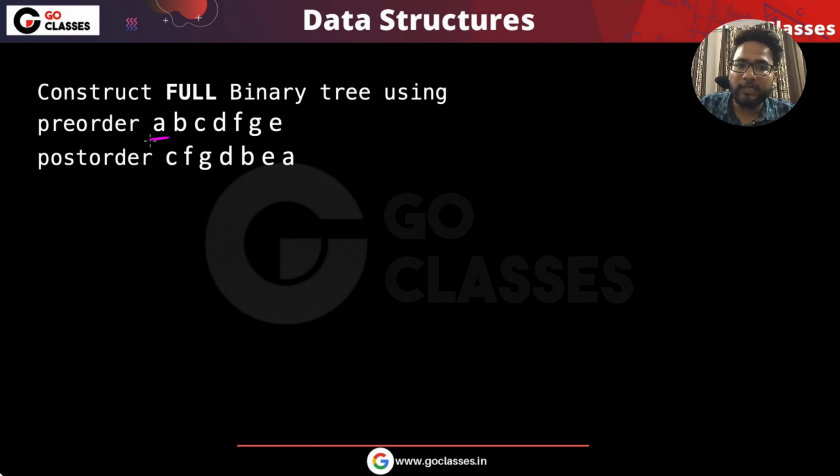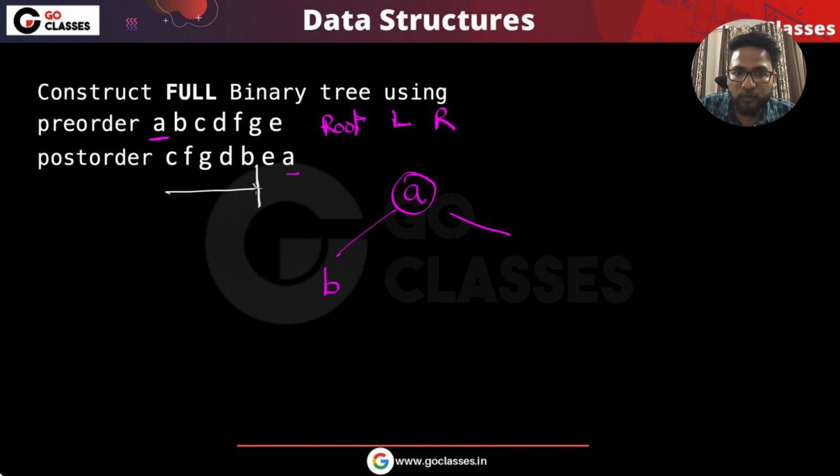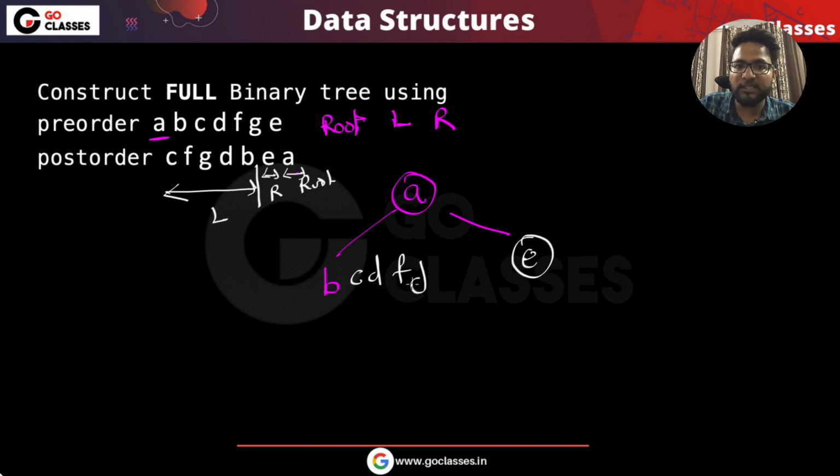So here you can easily say A is the root, and then just identify the minimal thing on the left. B is the minimal thing on the left, because it is root, left and right. Now go to the post order, and you will say that this is the full stop. So this whole thing is on the left, and just E is on the right, and A is the root. So A is the root, E is on the right, and B, C, D, F, G is on the left.